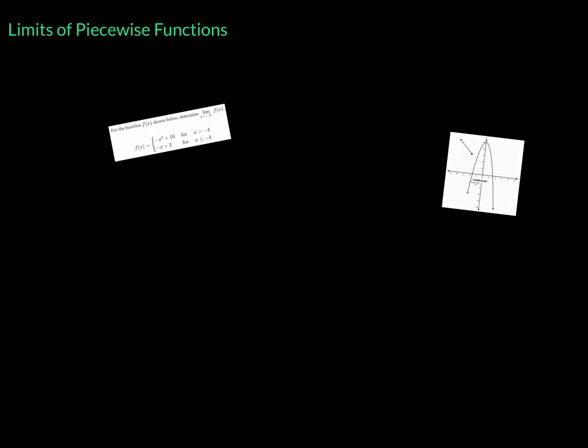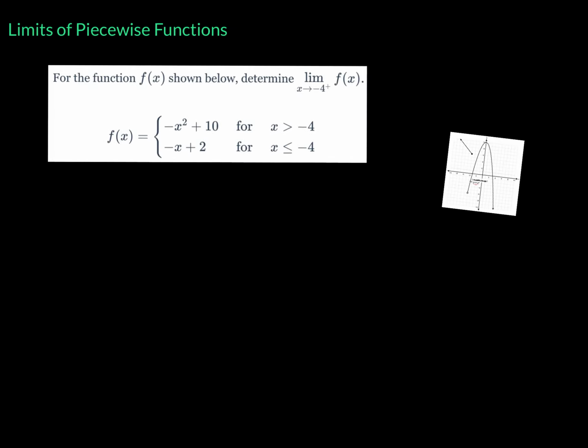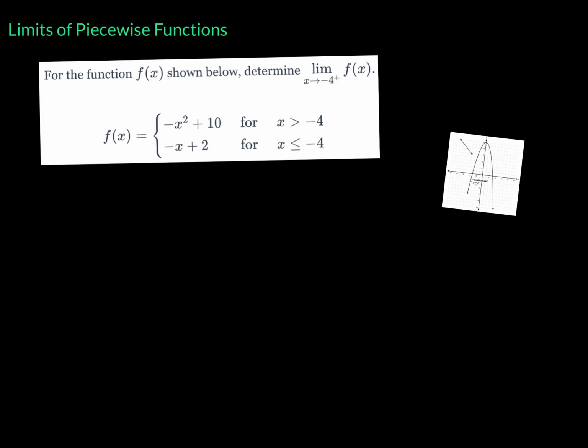All right, what about this one now? Let's see what they're asking us. There's another piecewise function, and the question is, pay attention to what they're asking. You see that little plus sign? That changes things. For the function, determine the limit of f of x as x is approaching negative 4 from the right side.